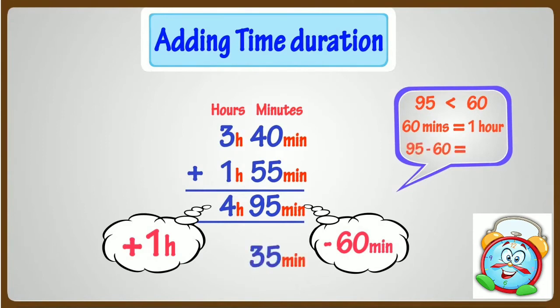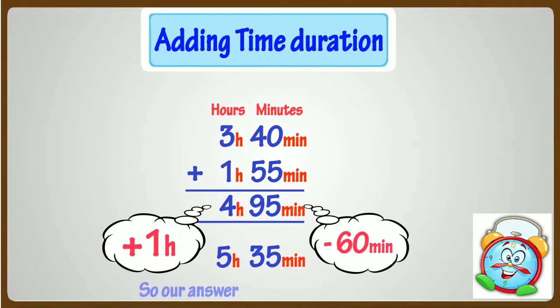So 95 minus 60 equals 35 minutes. And adding 1 to hours we get 5 hours. So our answer is 5 hours 35 minutes. So we learned to add hours to hours and minutes to minutes. But if minutes are more than 60, subtract 60 from minutes and add 1 to hours.